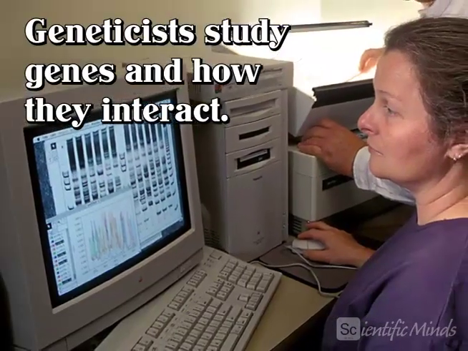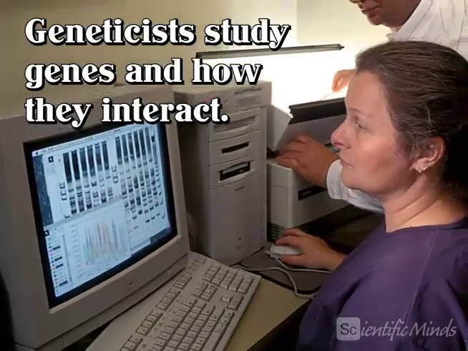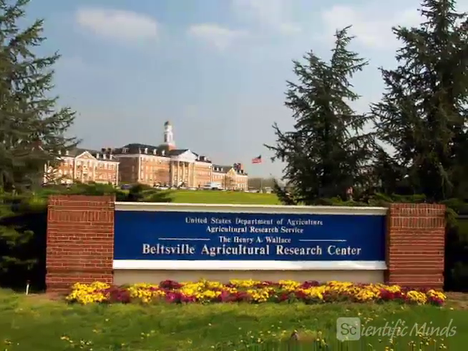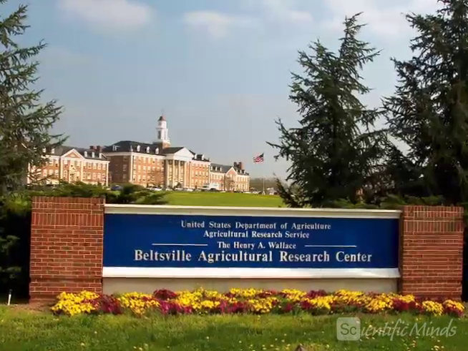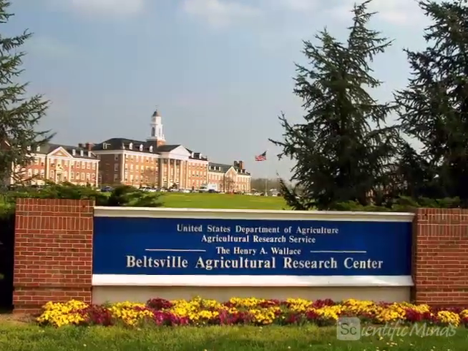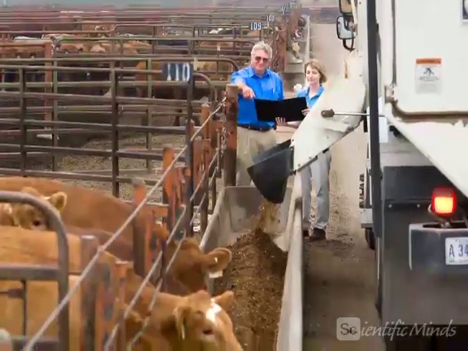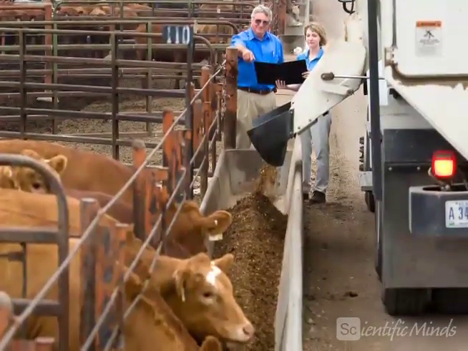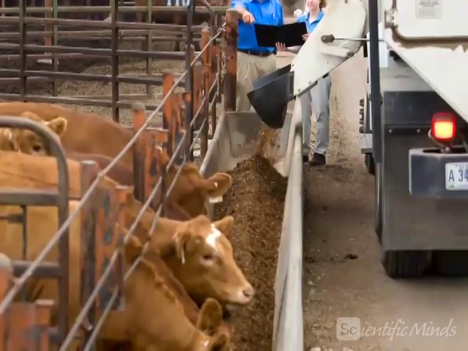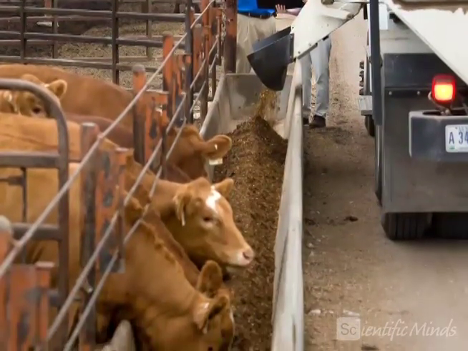Geneticists study genes and how they interact with each other. They may be employed by private agricultural corporations, universities, or private research centers to do this research. Careers in animal behavior, pathology, zoology, veterinary medicine, breeding, and livestock production all require some knowledge of genetics.